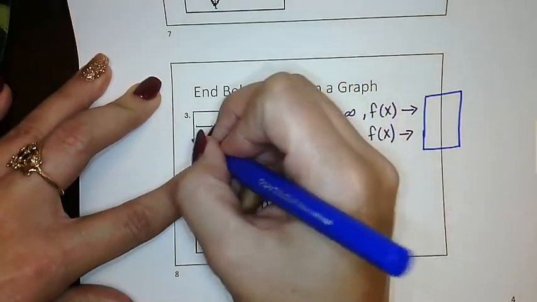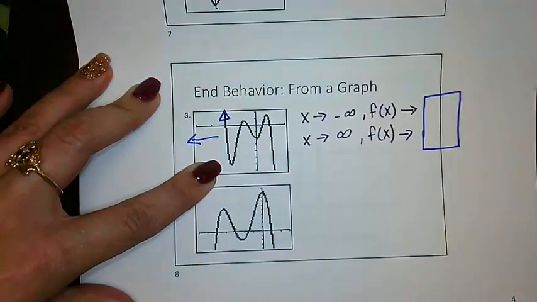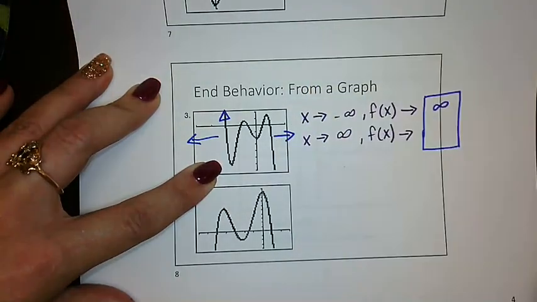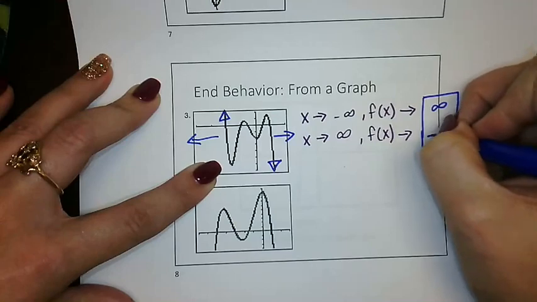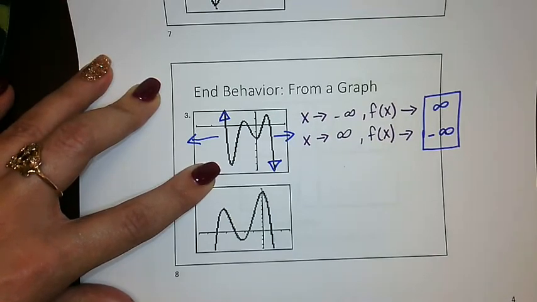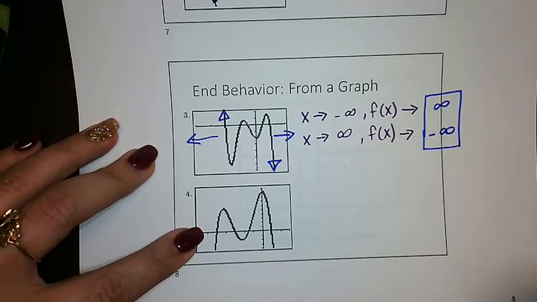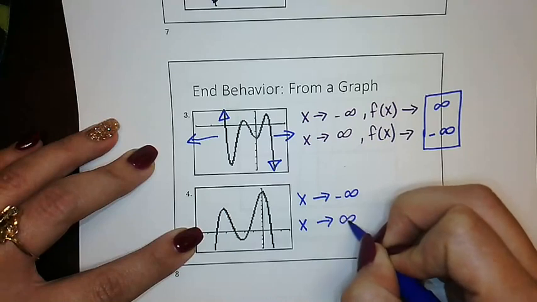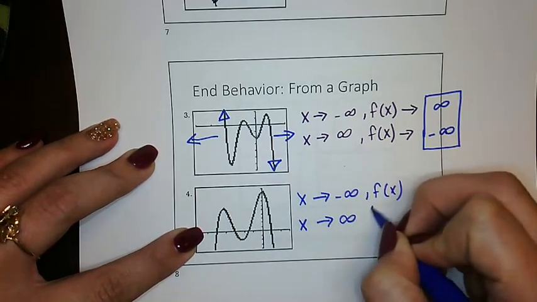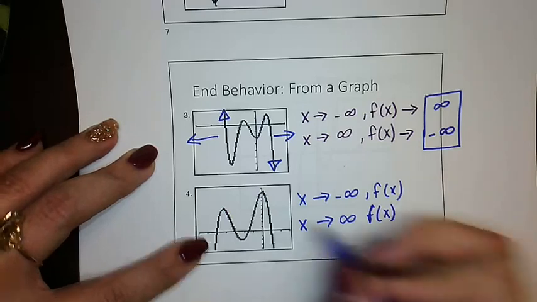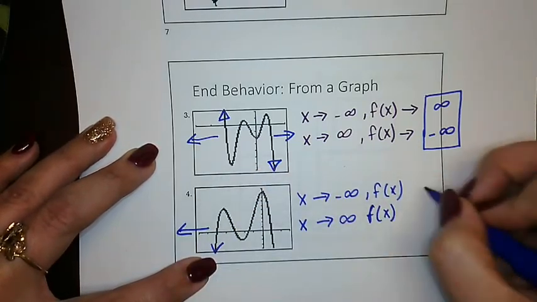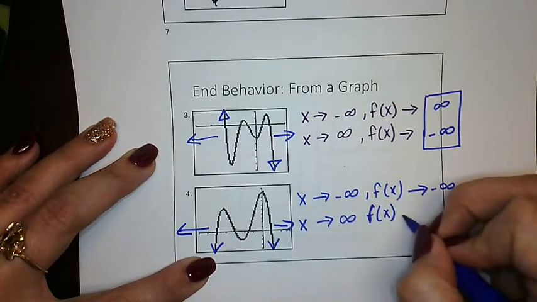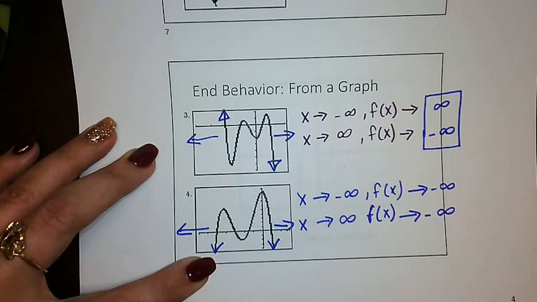As x goes towards negative infinity, I see that the function's going up, so my answer here is positive infinity. And as I'm going to the right towards positive infinity, the function's going down towards negative infinity. And then I'm looking at this last one. It's the same setup. I start with the first part every time. My function, as I'm going to the left, is going down towards negative infinity. And as I go to the right, it's still going down towards negative infinity.